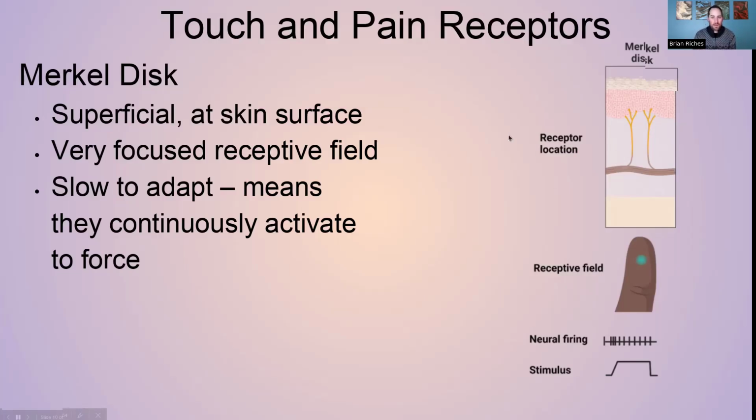They're way up here near the surface of your skin. And so that can give you a really fine-tuned sense of touch. So if someone is reading Braille, for example, they're using these Merkel discs in that skin to be able to tell what these letters are as they're reading the Braille.